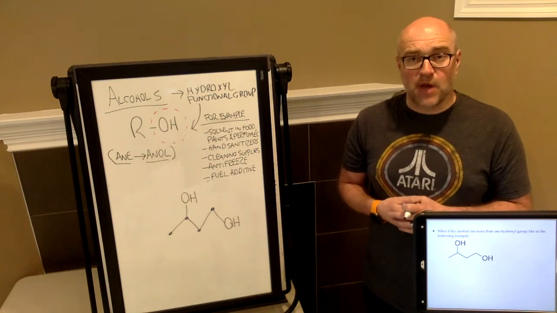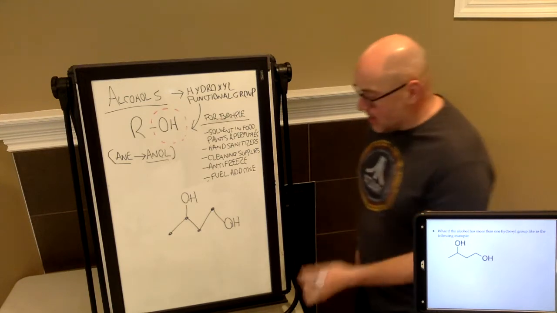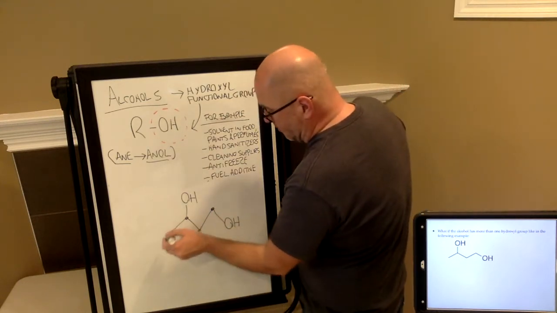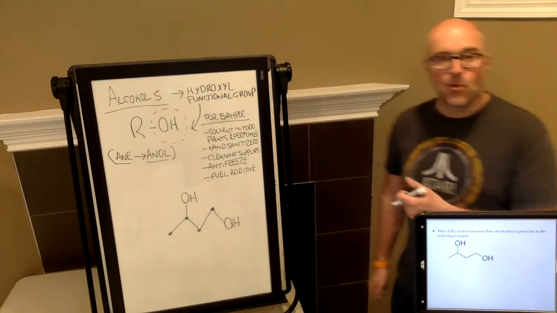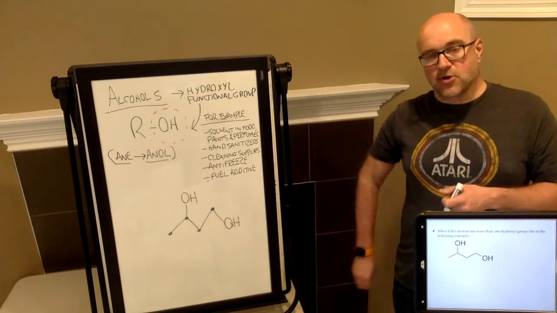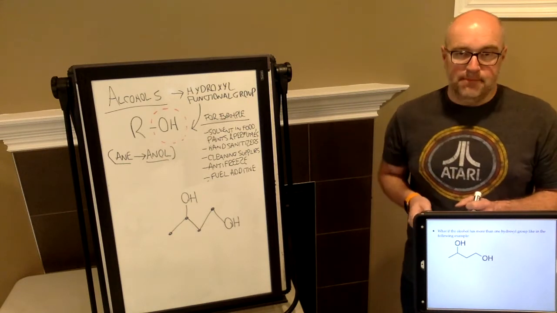Now I have to figure out which way I'm going to count from. Again, I want my hydroxyl groups to have the lowest possible number. I could count 1, 2, 3, 4, or I could count 1, 2, 3, 4. This would be 2, 4 as opposed to 1, 3. I want it to be 1, 3 because that's where my 2 hydroxyl groups are, smallest numbers to the hydroxyl groups. I've got 2 of them.